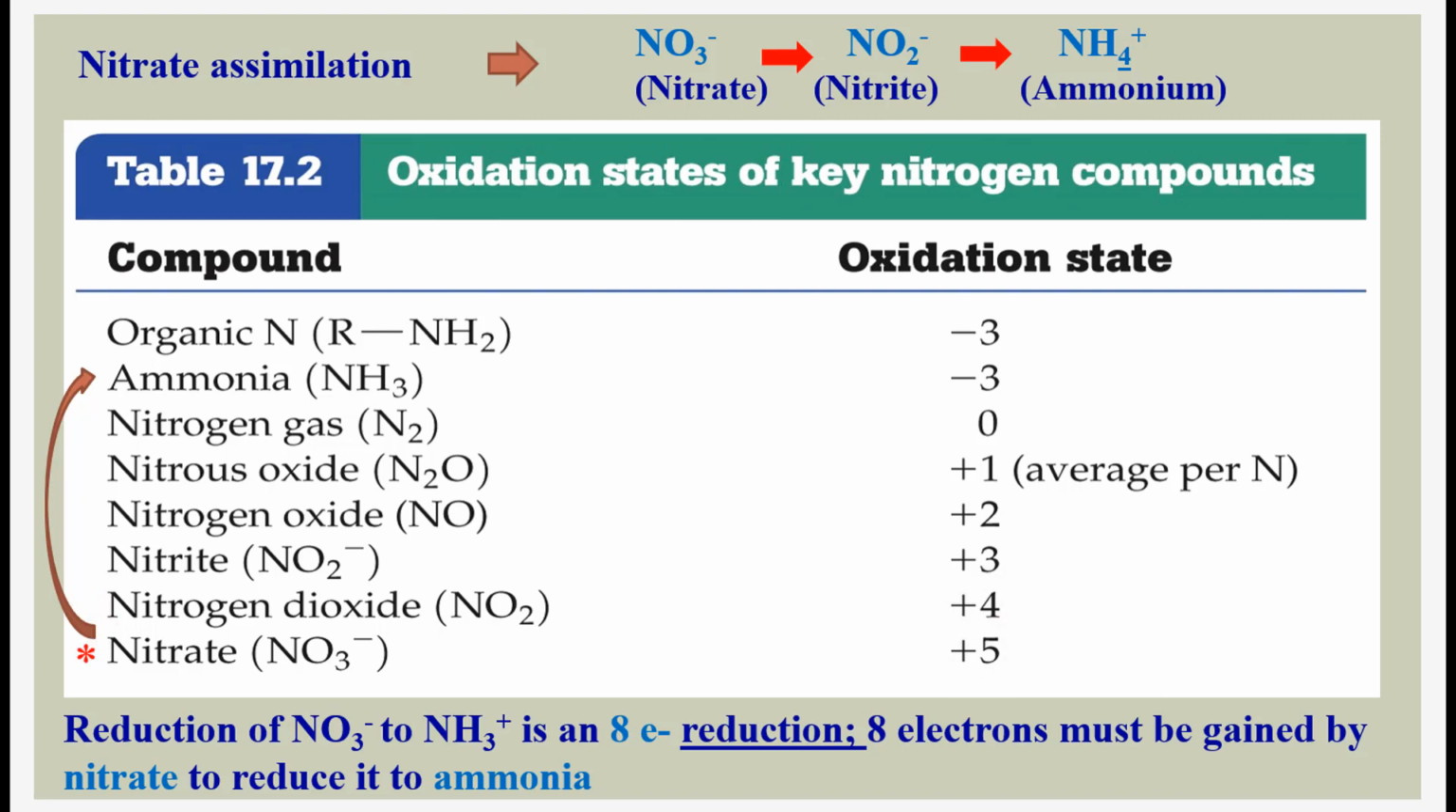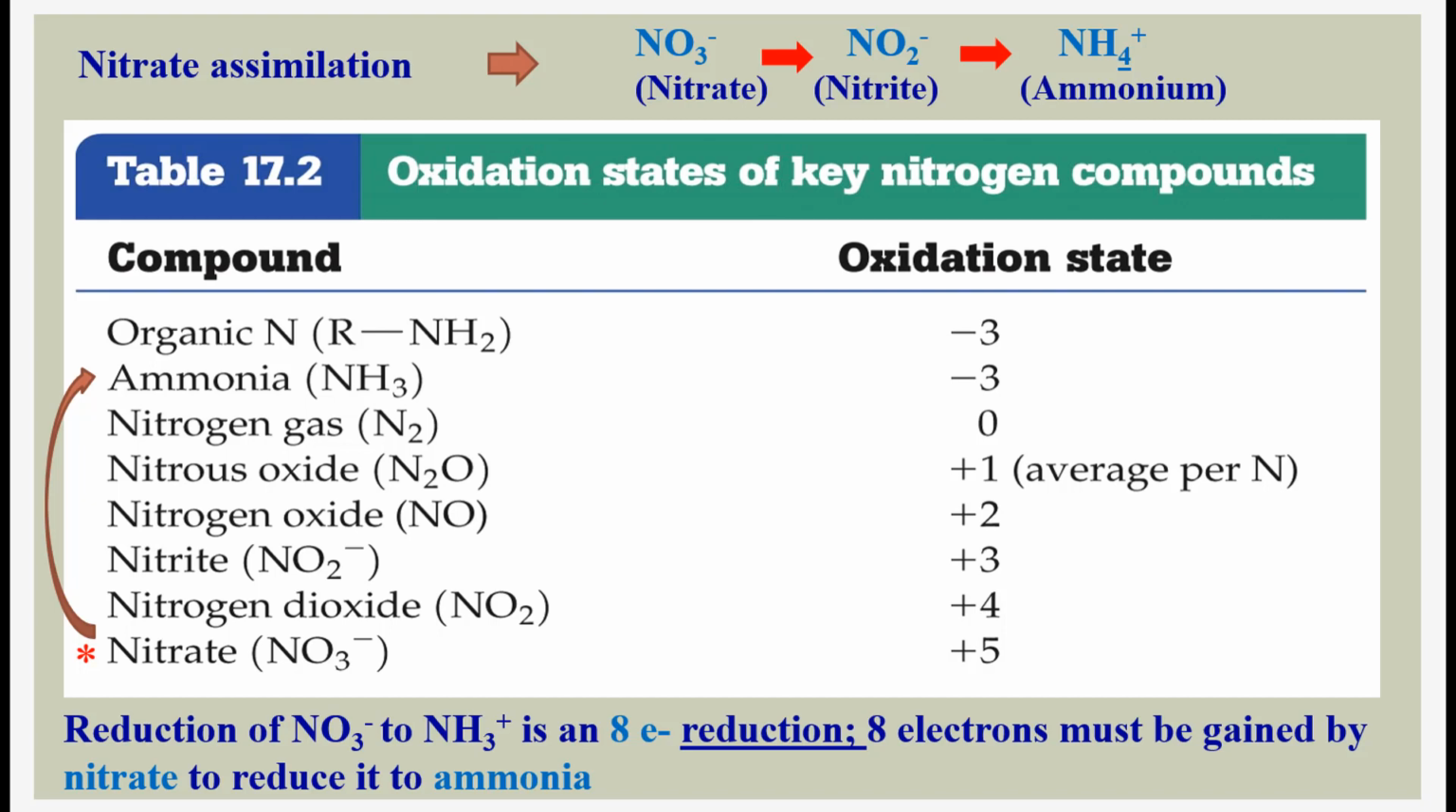Now, by knowing the oxidation states of compounds, we can determine how many electrons are gained or lost in a reaction. Let's take a look at the nitrate assimilation. Nitrate assimilation begins with nitrate, and nitrate here is going to be assimilated by the cells as a nutrient source. So the nitrate enters the cells and gets reduced to nitrite and then to ammonia. Recall that the reduction reaction involves a gain of electrons and protons.